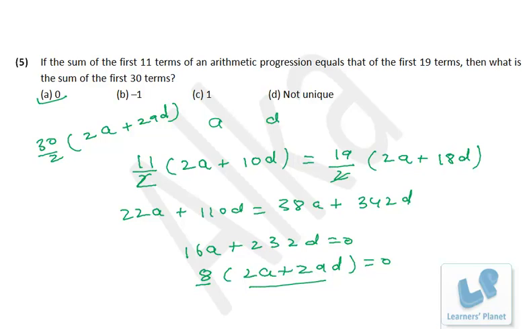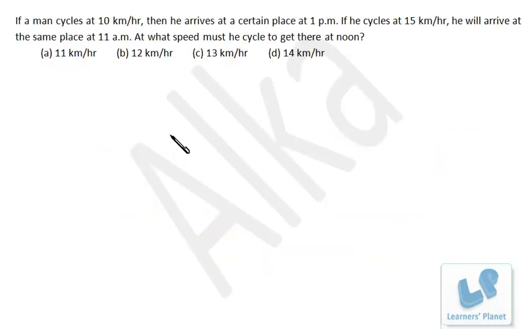Okay? I hope you are clear. Now friends, let's see this question. If a man cycles at 10 km per hour, then he arrives at a certain place at 1 p.m. If he cycles at 15 km per hour, he will arrive at the same place at 11 a.m.